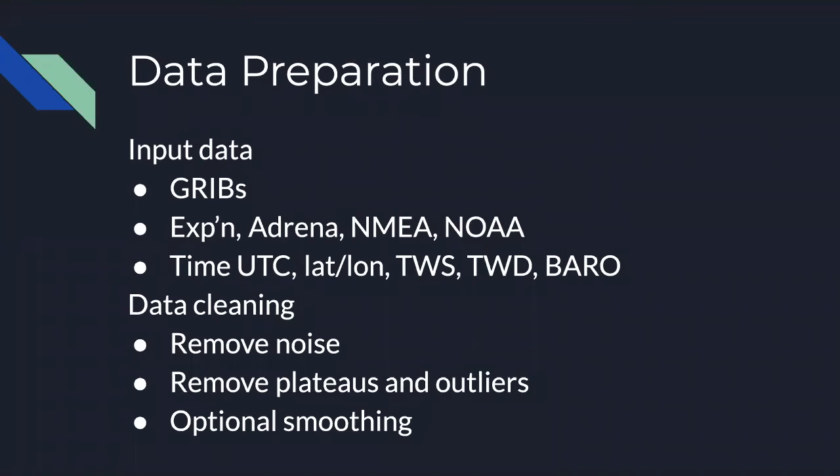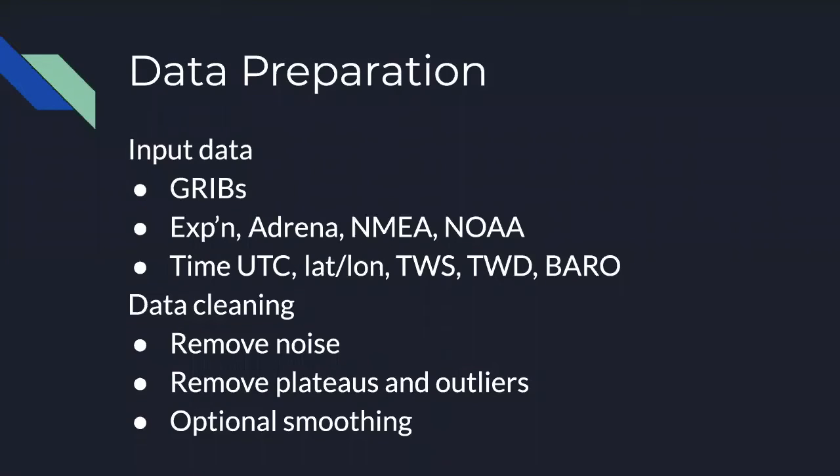In the data preparation phase, the grid files and logged weather data are read in and prepared. The grid files are decomposed into comma-separated value files, .csv files. The logged weather data from Expedition or Adrena or NMEA or NOAA weather buoys is read in to extract data records, each containing the time of the data capture in UTC, the latitude and longitude, and the readings of the true wind speed, true wind direction, and barometric pressure.